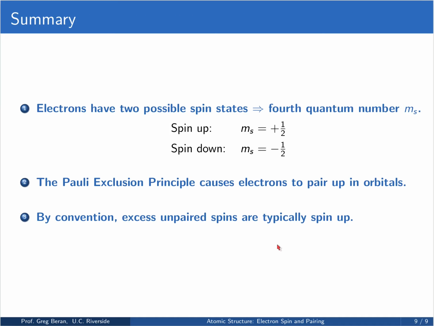To summarize, we've seen that electrons have two possible spin states, spin up and spin down, and these are specified by the fourth quantum number m sub s, which can have values of +0.5 or -0.5. The Pauli exclusion principle causes the electrons to pair up in orbitals, and we're going to see soon how that leads to the periodic table. And by convention, any unpaired spins are typically going to be assigned to be spin up.